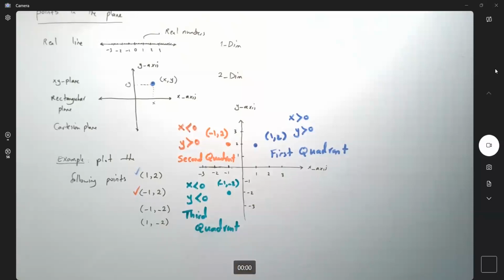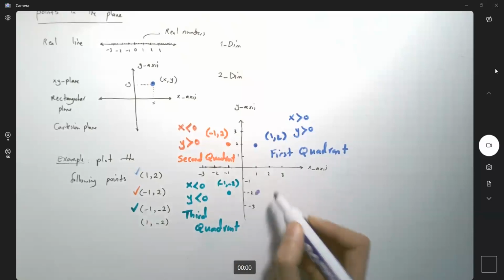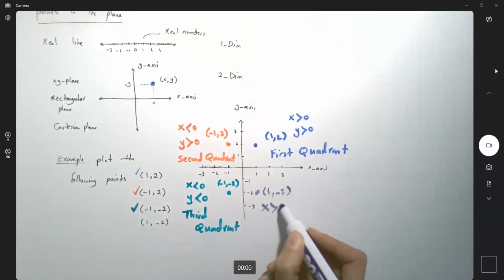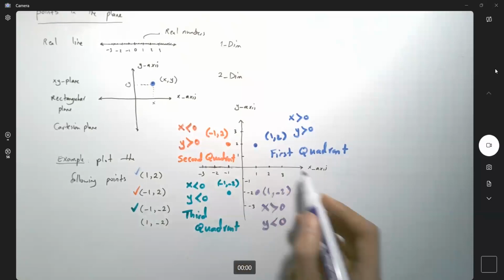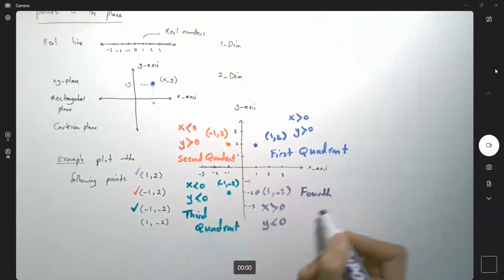And finally, the last point, (1, -2). Use a different color. 1 and 2 units down. As you can see, your X is positive and your Y is negative. We call this piece of the plane the fourth quadrant. Perfect. Very good.